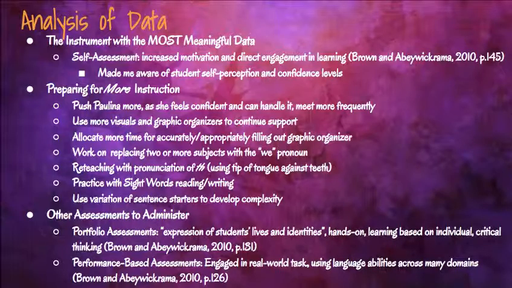I would definitely do some work on replacing 2 or more subjects with the pronoun we. We would also work on reteaching the pronunciation of th, using the tip of the tongue against the teeth rather than it coming off as the th sound, th. Very different, but sounds similar to an ELL learner. Practicing the sight words with reading and with writing. So first with reading, maybe with some flashcards, and then with writing later on as a follow-up. Using a variation of sentence starters to develop that complexity.